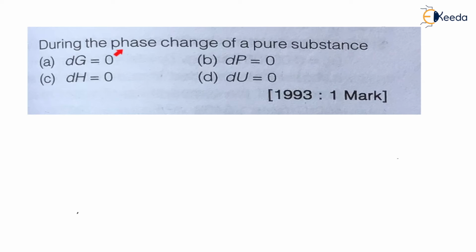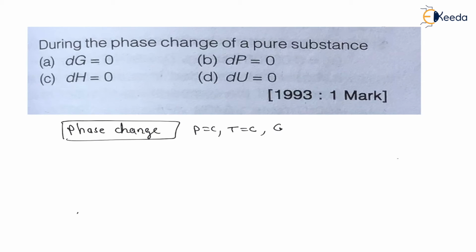Simple question. During the phase change of a pure substance, dG is equal to 0, dP is equal to 0, dH is equal to 0, dU is equal to 0. Now, my dear students, let us understand phase change. Already we have seen in theory lectures, phase change is nothing but pressure remains constant, temperature remains constant, as well as Gibbs function remains constant. Gibbs function is nothing but G, and G is nothing but H minus TS, right?